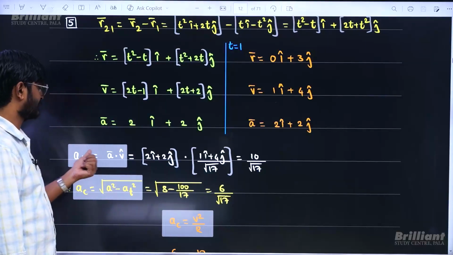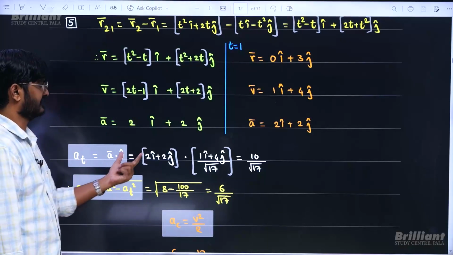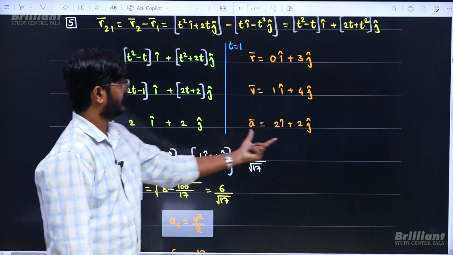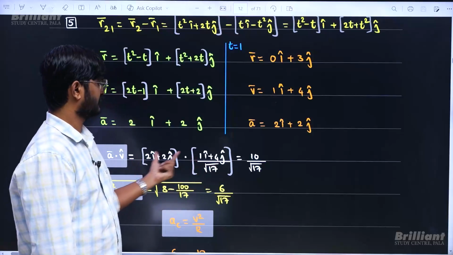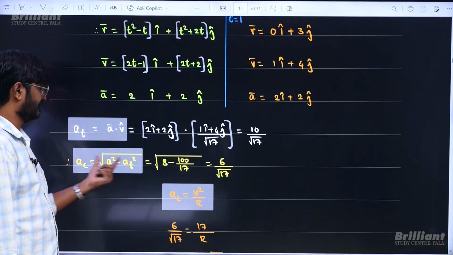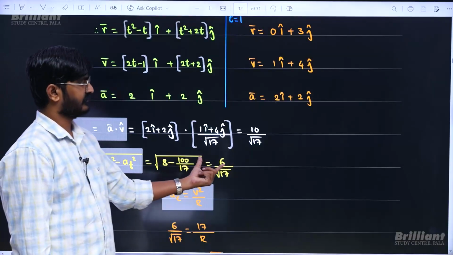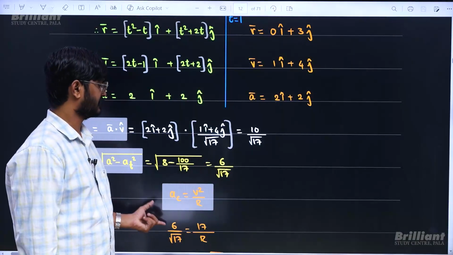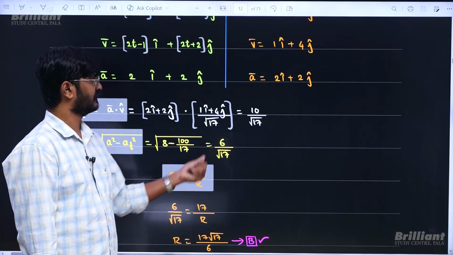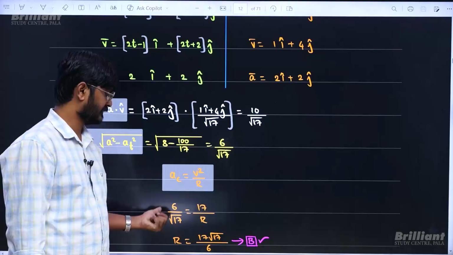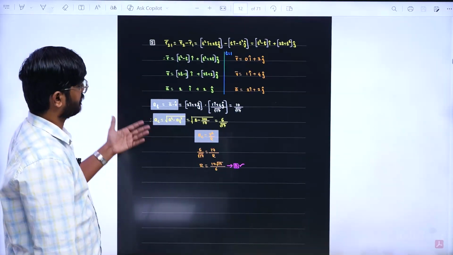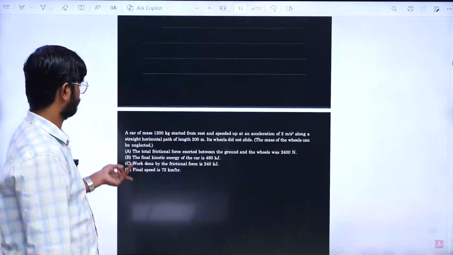Tangential acceleration is acceleration's component in the velocity direction. So this is tangential. Once you know tangential, you can find centripetal easily. Now if you want to find radius of curvature, obviously this is the first thing you should be knowing. You know centripetal acceleration, you know velocity, so you can find the radius of curvature. In fact, if you want, you can find in vector forms also, but this is sufficient enough for the question.